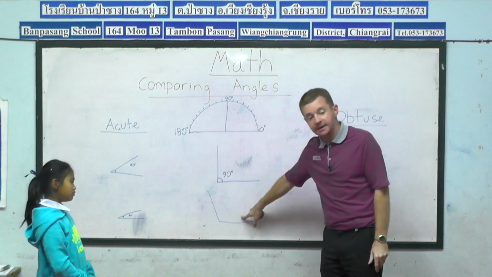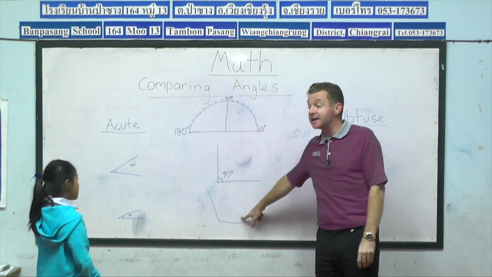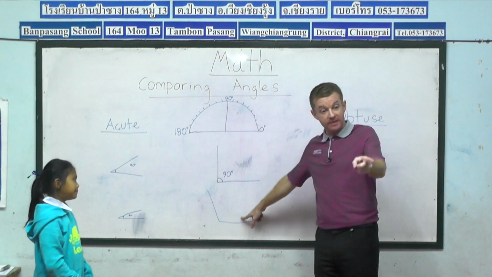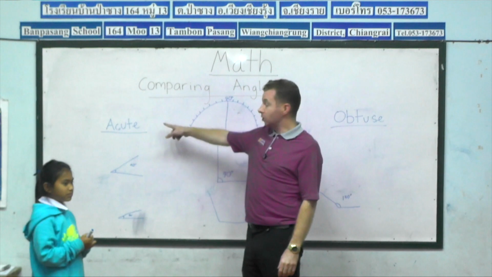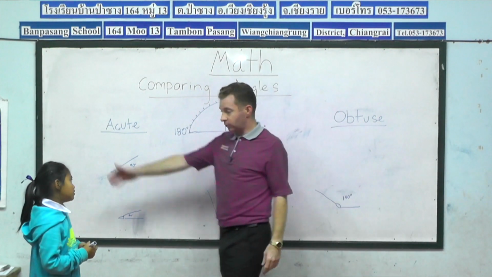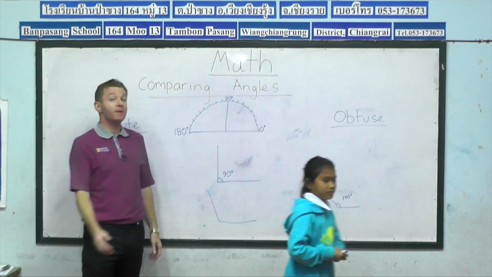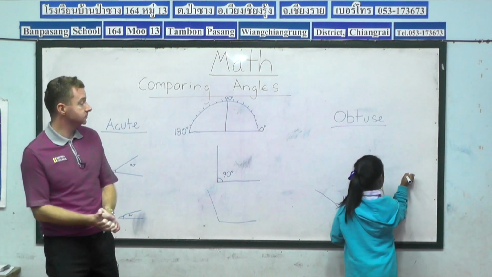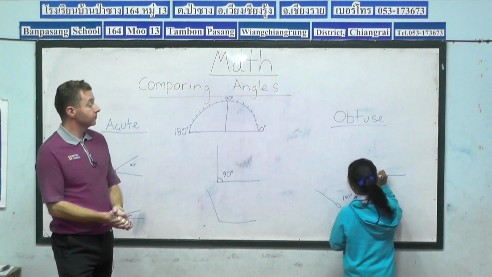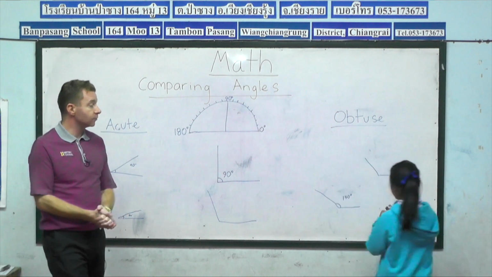Is this angle here greater than or less than 90 degrees? Greater than. So what type of angle does that make it, guys? Acute or obtuse? Obtuse. Okay, so now we'll ask Pak Bung to draw the same angle in the obtuse column again. Brilliant. Well done, Pak Bung.